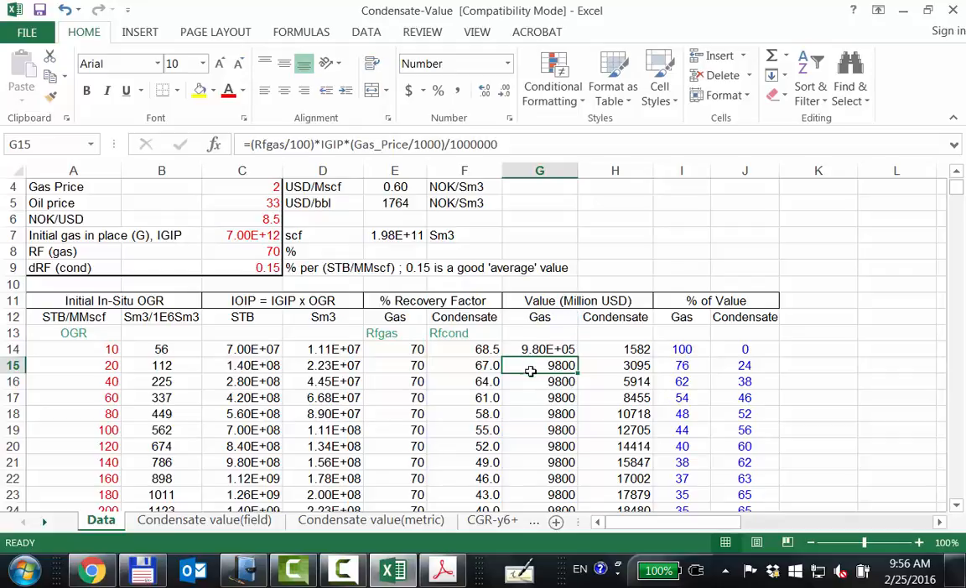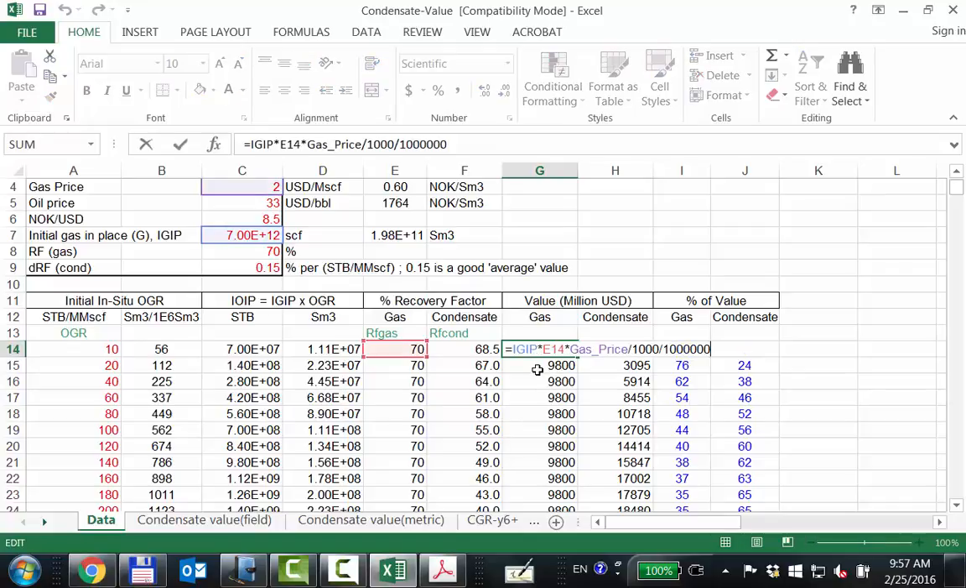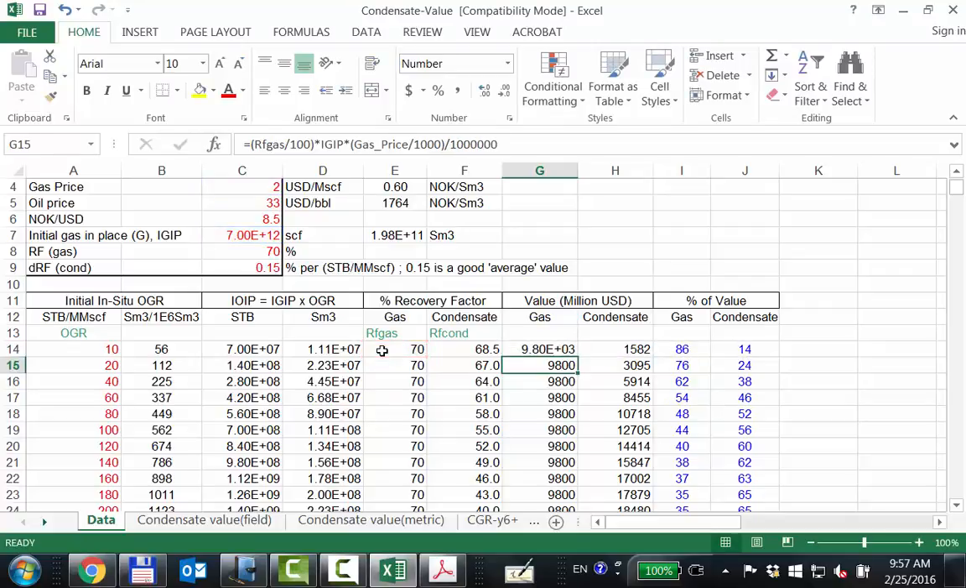Okay. This still is not giving me, I think, the right number, because here I've got 9,800, and here I've got something. Yeah, I think the recovery factor has to be in fraction. What's that? The recovery factor. Ah, there we go. This is in percentage. Yeah. So you have to divide by another 100. Thank you.